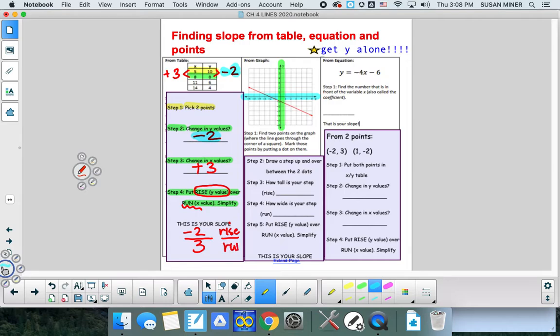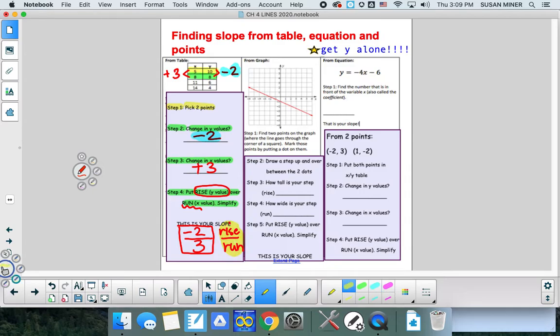Rise over run. So I'm looking for exactly the same thing that I was looking for from a graph. I'm just getting it from the table instead. And that's my slope. So pretty easy to do. Okay, let's just remind ourselves how we got it from a graph, just in case we forgot where this rise and run came from.